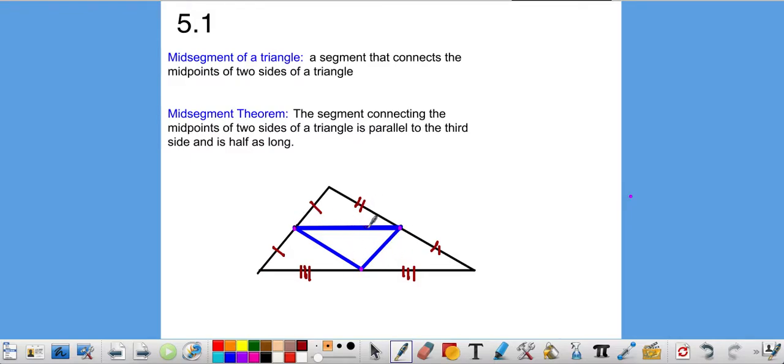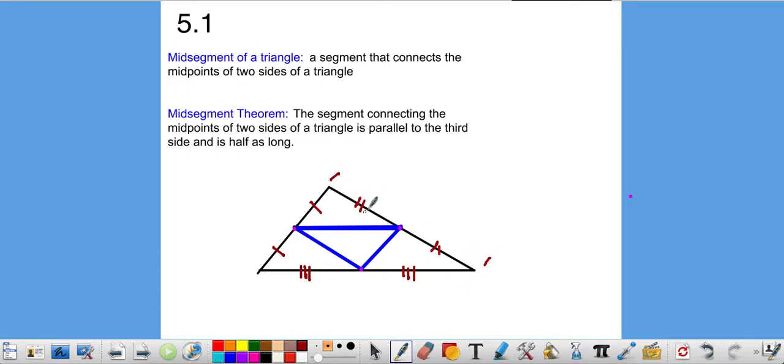And the mid-segment theorem says that a segment connecting the two midpoints of a triangle is parallel to the third side and is also half as long. So what that means is this blue line here that I'm kind of going over is parallel to this line, meaning that they have the same slope. They're never going to touch in that whole thing. And it's also half as long. So it's half the length from here to here.